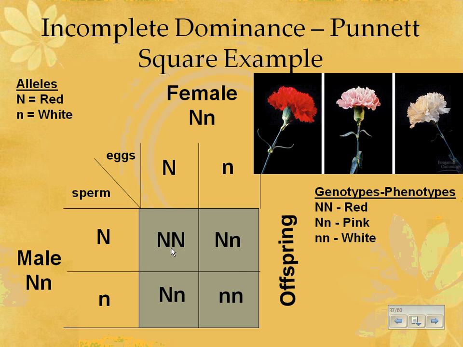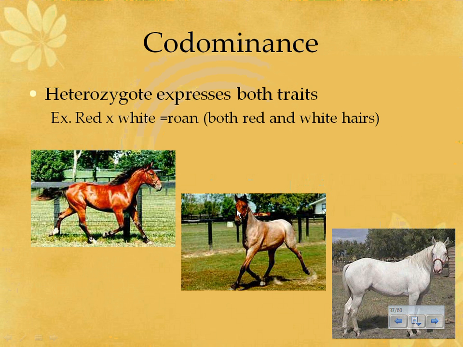About a 25%, 1 out of 4 chance they could have a red offspring, and a 1 out of 4 chance they'd have a white offspring. And then, of course, a 50% chance they would have a pink offspring. So this is incomplete dominance. There is no necessarily dominant allele here.